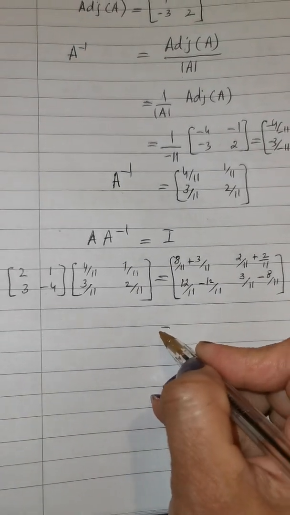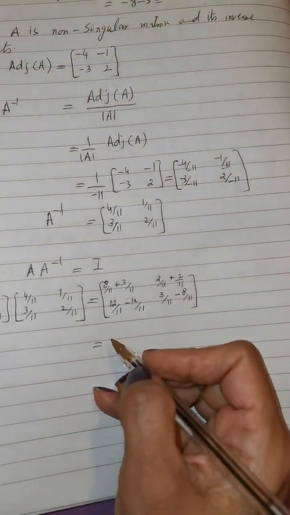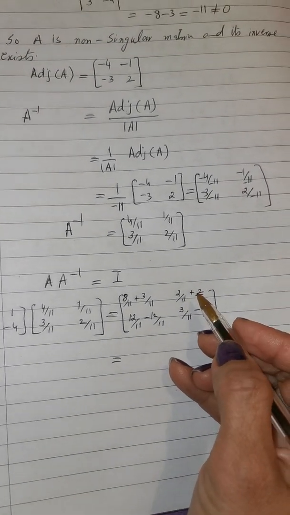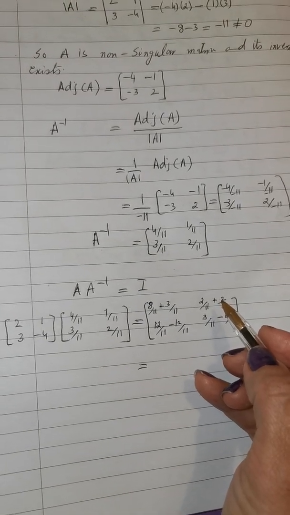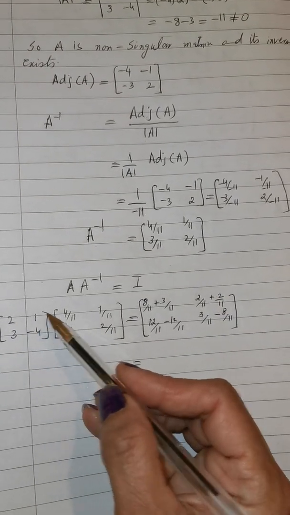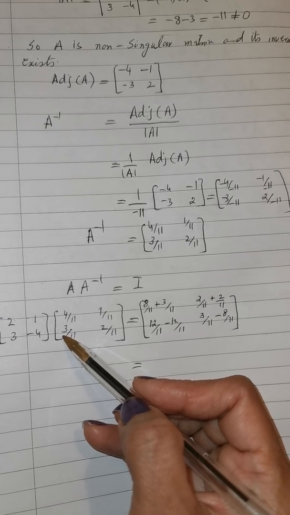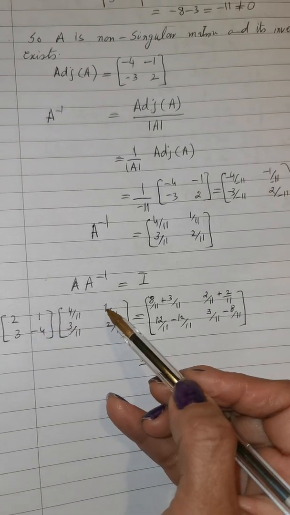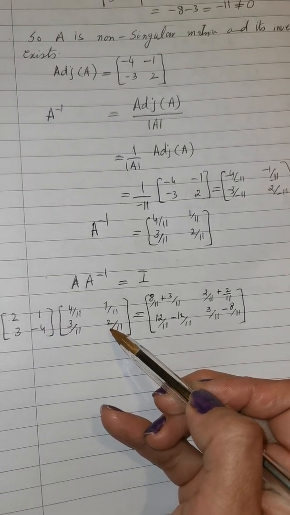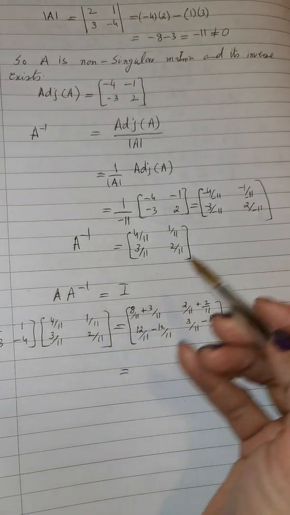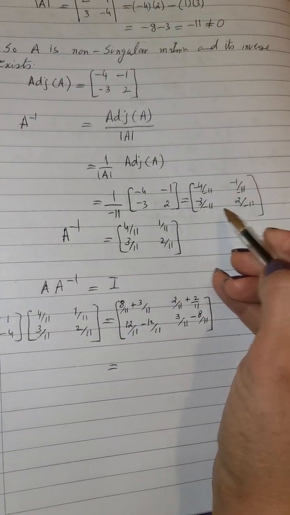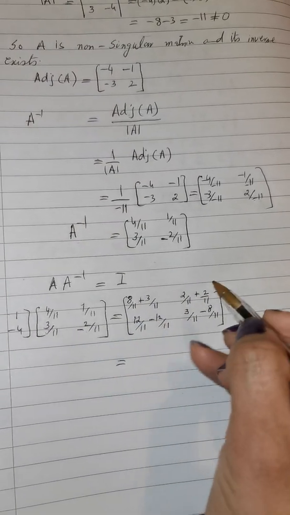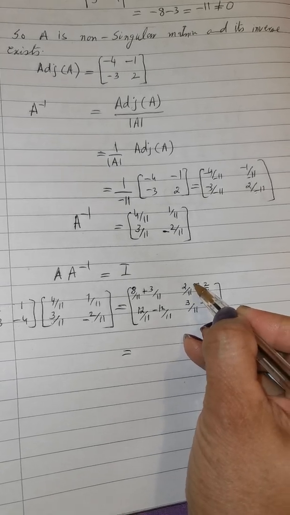Now we will check. I think we have made a little mistake here. This should be -2 by 11. Maybe I did this multiplied by this, 8 by 11 plus 3 by 11. It's okay. This multiplied, 2 by 11 and 2 by 11. Yes, the mistake is here. 2 by -11, and here will be -2 by 11, and here will be minus. So here will be minus.